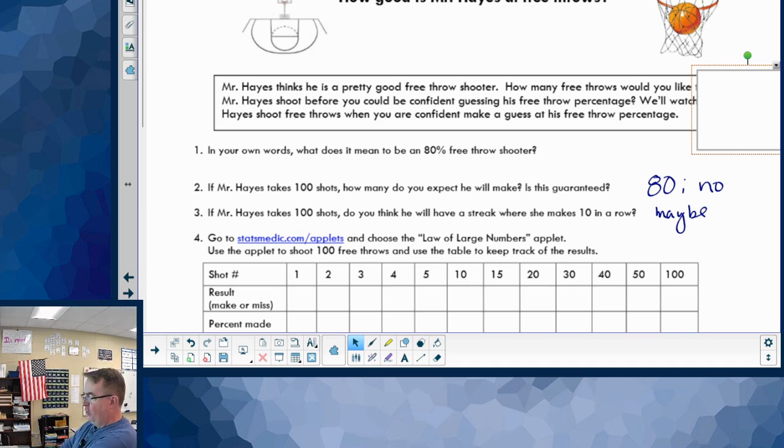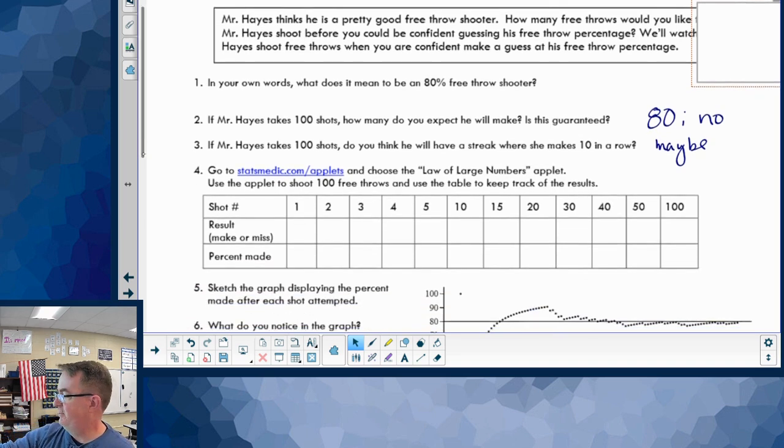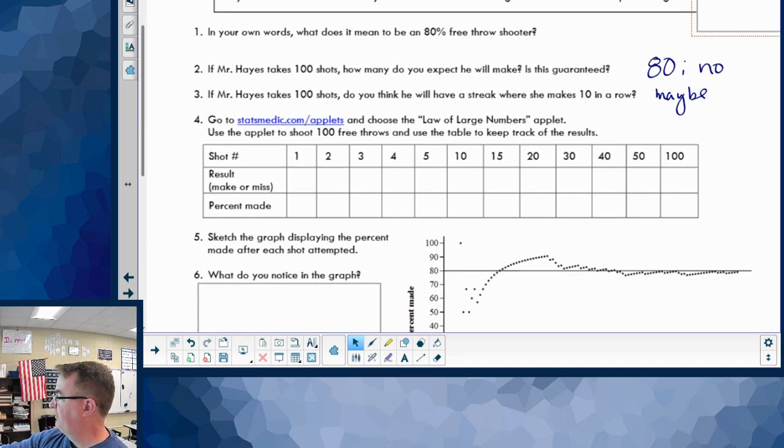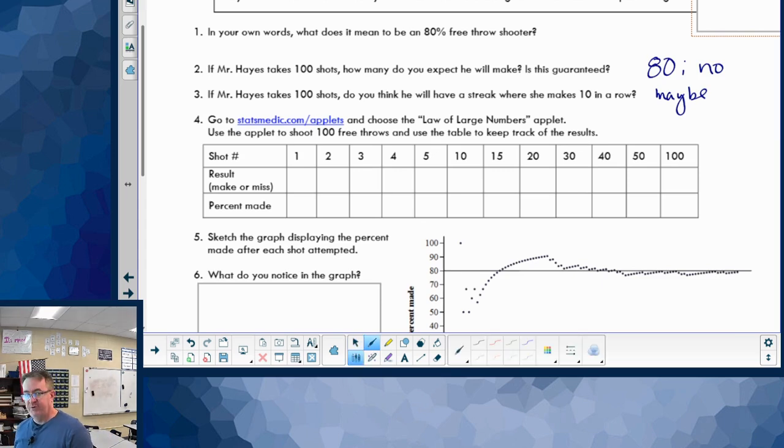So what I want you to do here, in a second, don't do it now, is go to statsmedic.applets, and go down underneath the law of large numbers. I'm going to show you what that looks like in a second. But what's going to end up happening is that you're going to make a few shots, and you're going to do them one by one for the first 50.